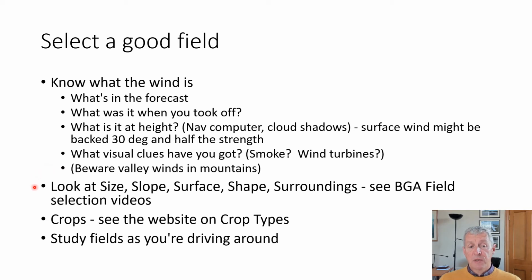Now, I'm not going to go in this video in any depth into field selection because there's a tremendously good set of BGA field selection videos which we've linked to on the website. I'll just remind you of the size, slope, surface, shape and surroundings 5S's mnemonic, which is a good place to start. But make sure that you're very familiar with those videos. The other link we've got on the website is about crops, and there's a good website that takes you through different types of crops and what they look like at different times of the year.